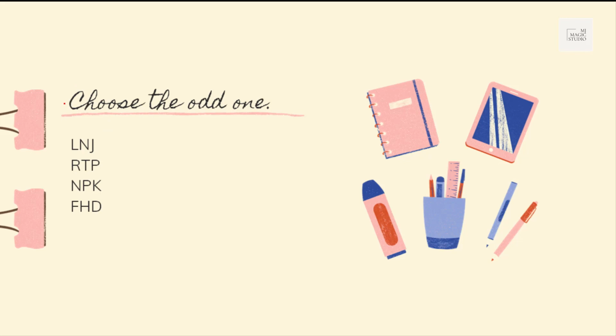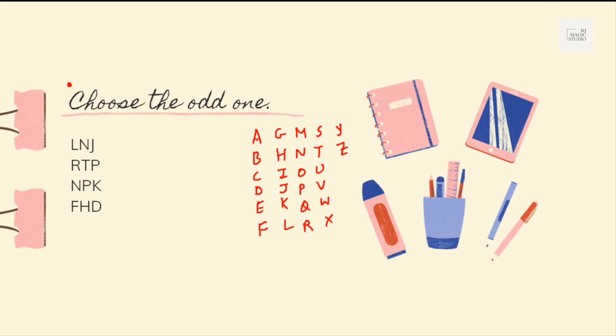Another example, choose the odd one out of the 4 options, and in each option 3 alphabets are given as a group. So we need to identify a pattern which is shown in 3 of them, and then we can find the odd one. I've just written all 26 alphabets so that it will help me in finding the odd one out here. So it is L, N, J.